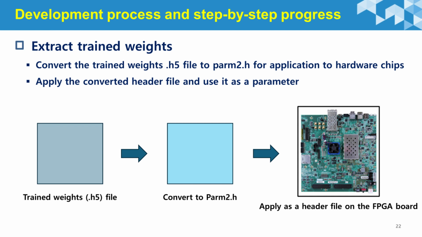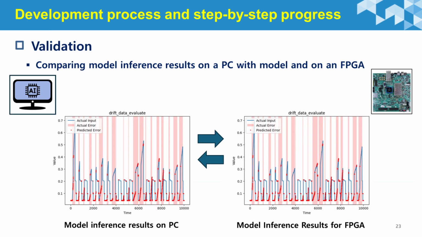We also converted the trained H5 file into a header file, so that it could be applied to the hardware chip. The converted header file was applied and used as a parameter within the FPGA board. This enabled AI inference in hardware, and the performance was verified by comparing the model inference results on the PC and the model inference results on the FPGA.